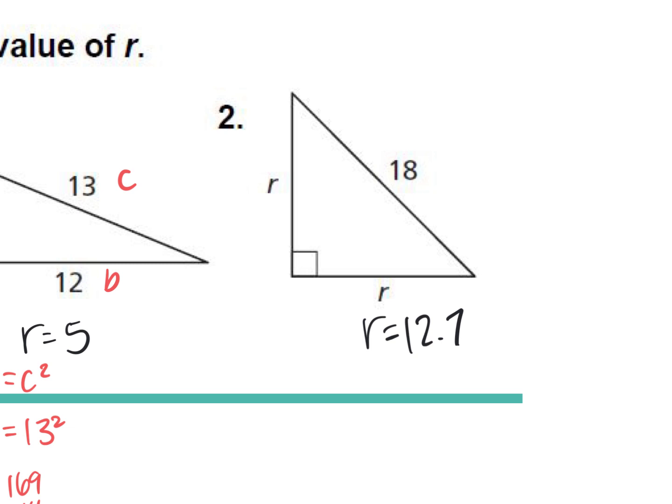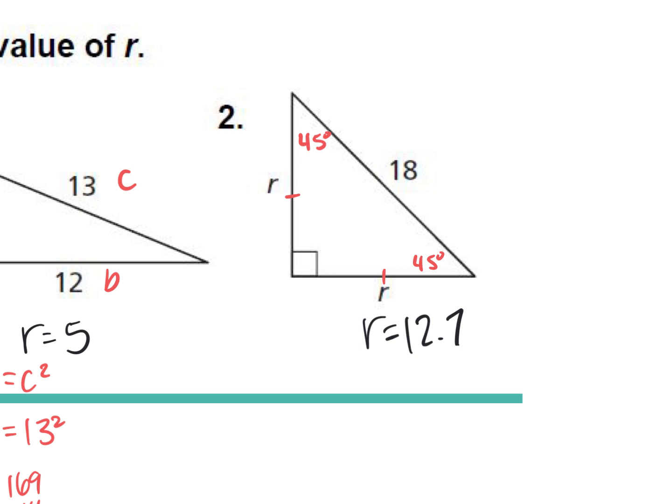What's that? Use sine. Do you know either of the angles? Do we? No, you don't. Oh, really? They're both 45. Why do both of the angles have to be 45 degrees? Because the legs are both R. It's an isosceles right triangle. So now you could have used sine for this one. Sine of 45 would have been R over 18.